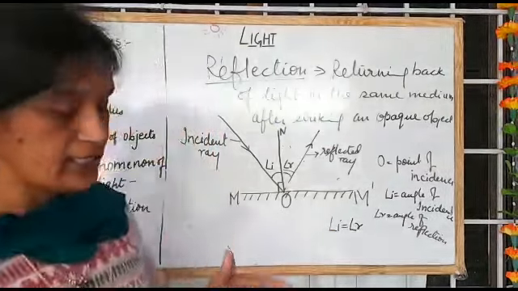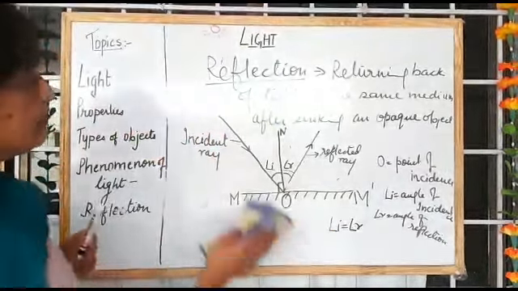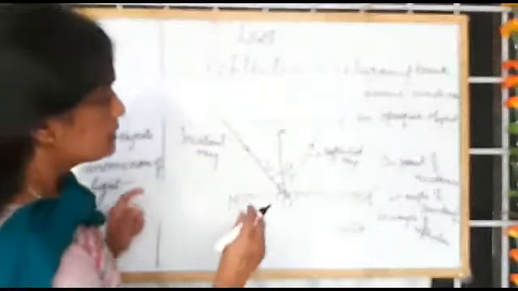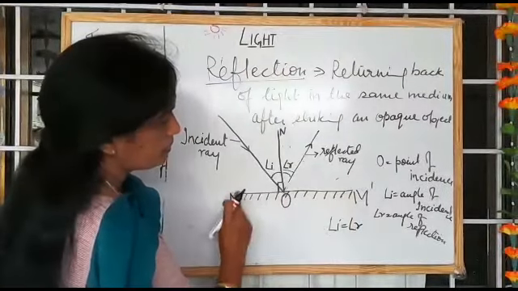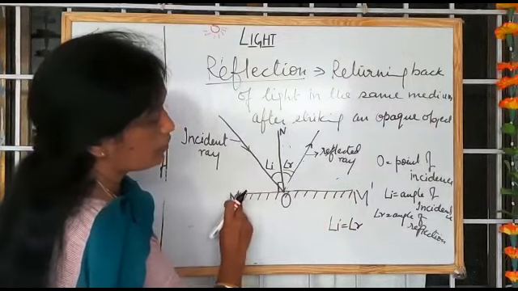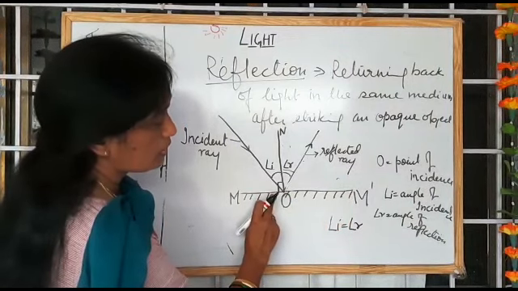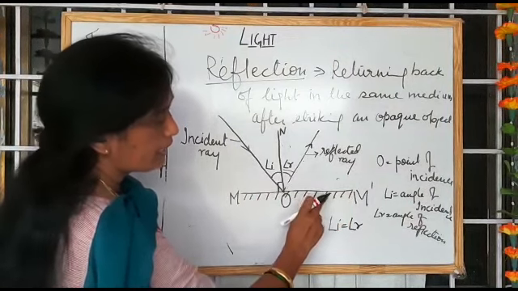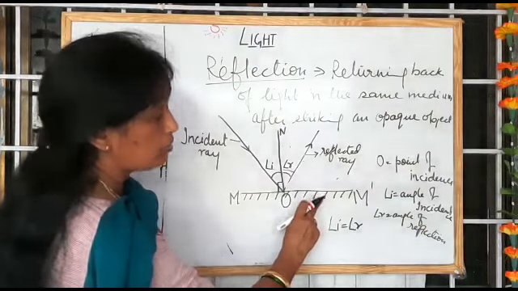Okay? Yes. Then we'll see. So this is a plane, this is a mirror, right? This is an opaque object. This object will not allow light to pass through it. And here I have taken a mirror. A mirror is a highly polished surface.